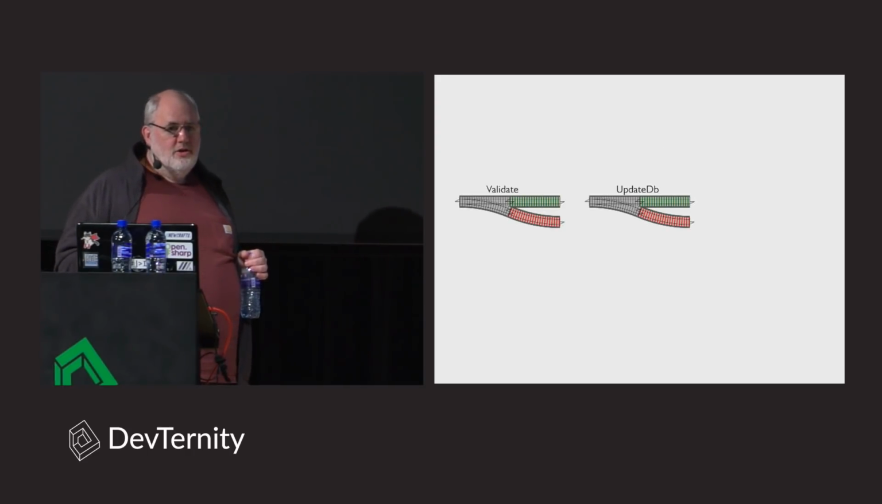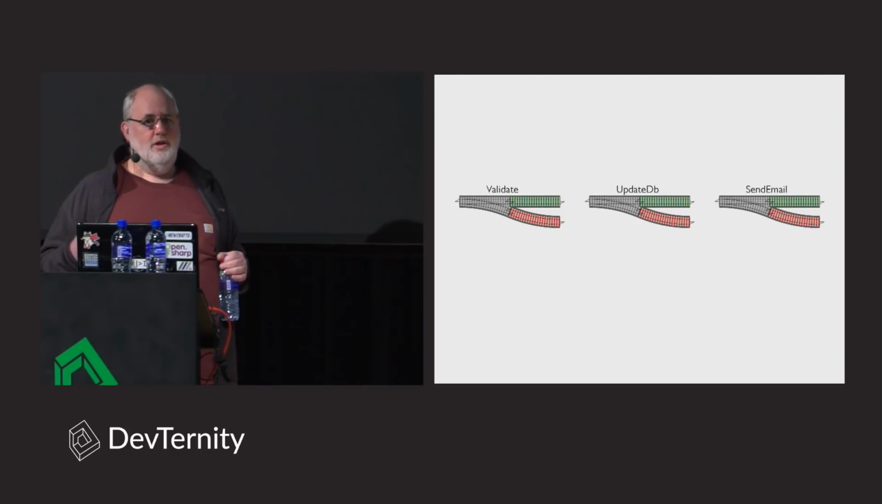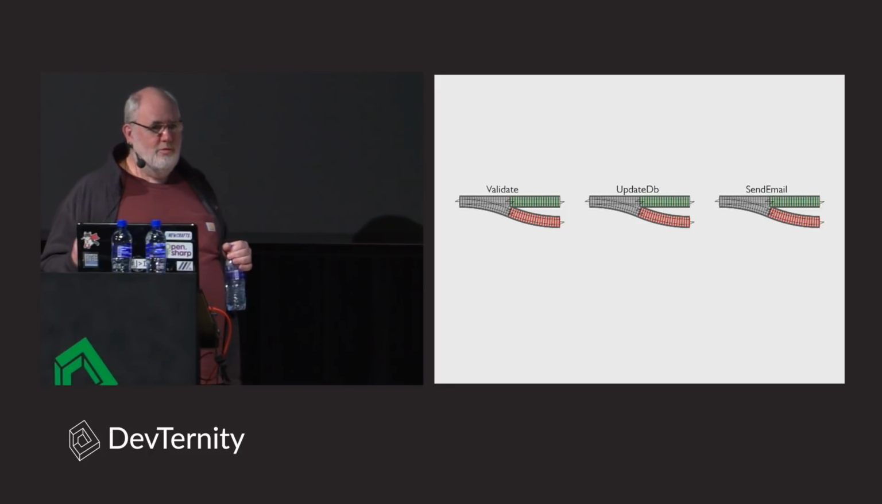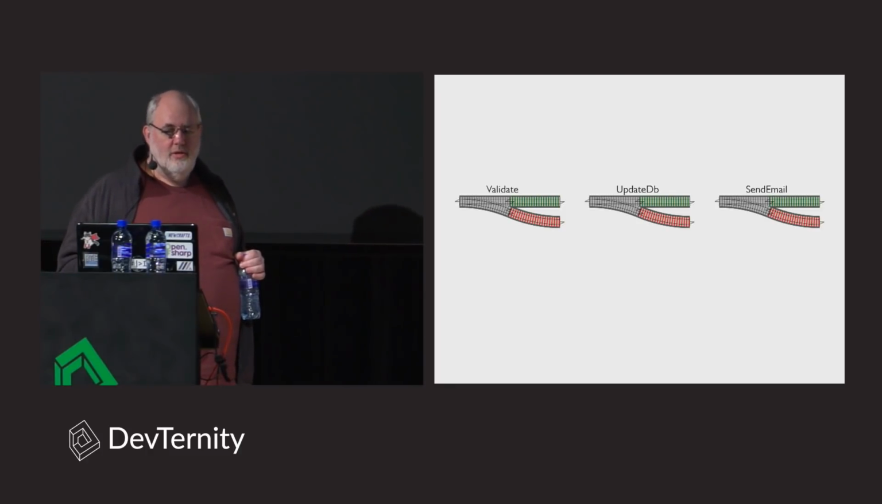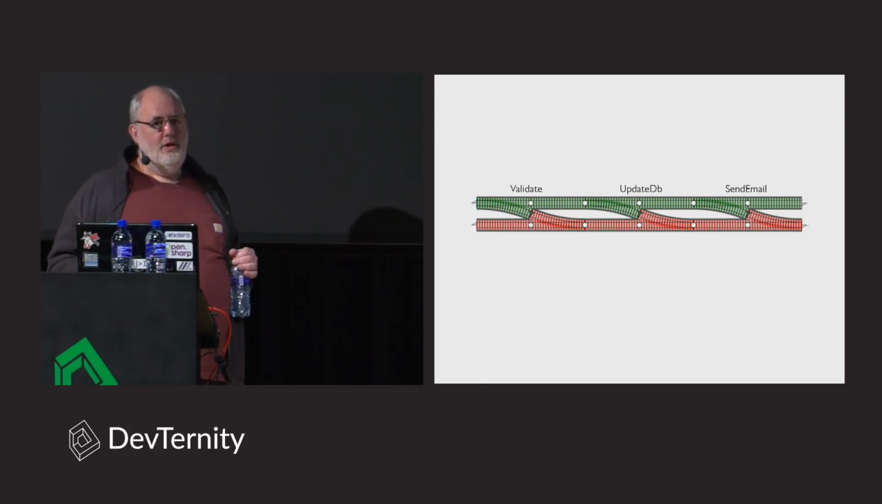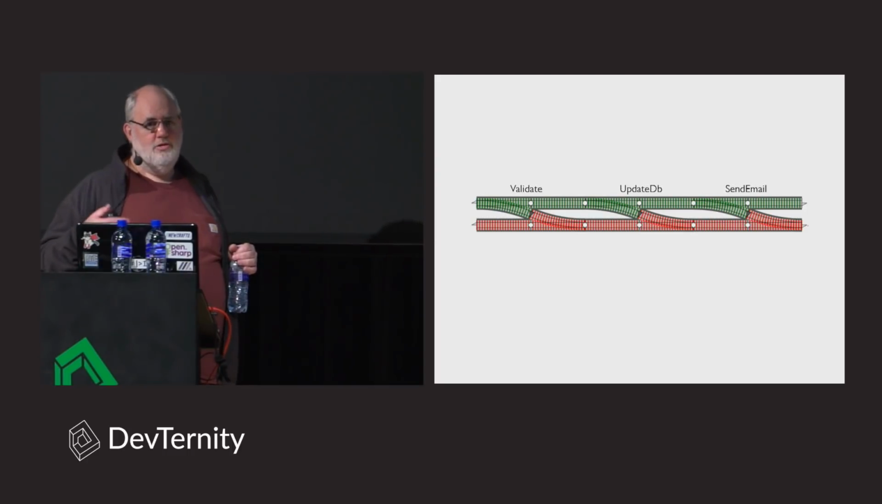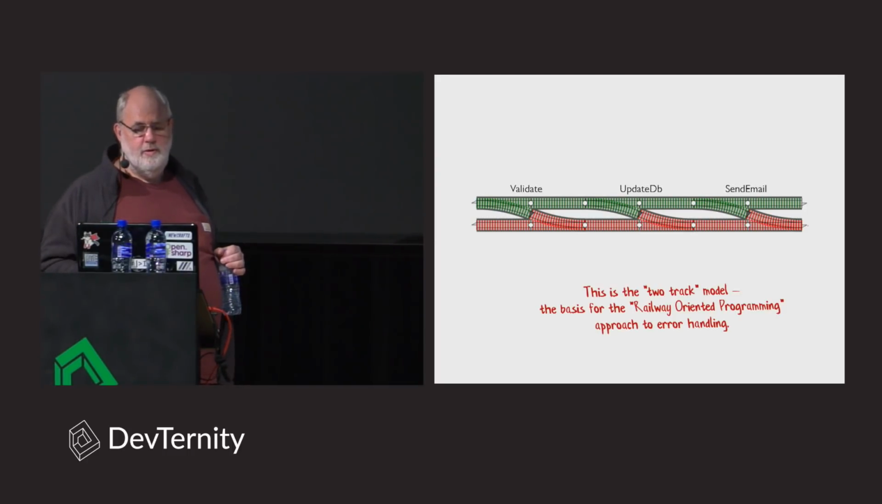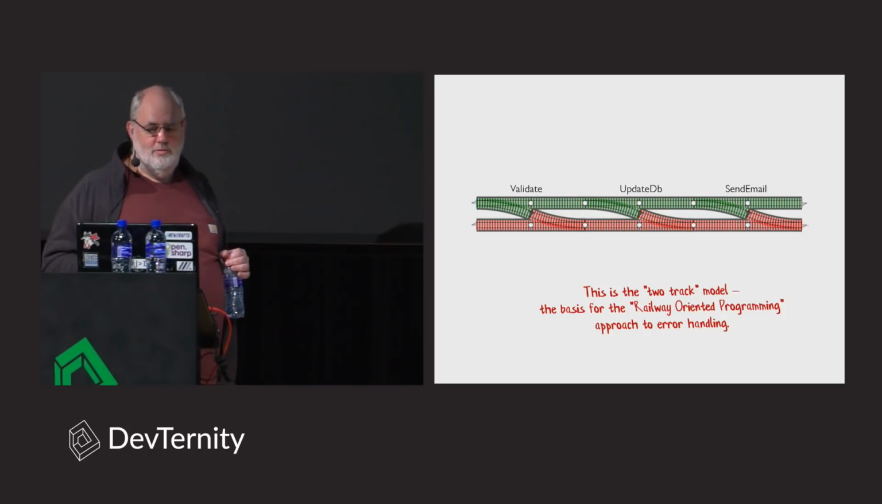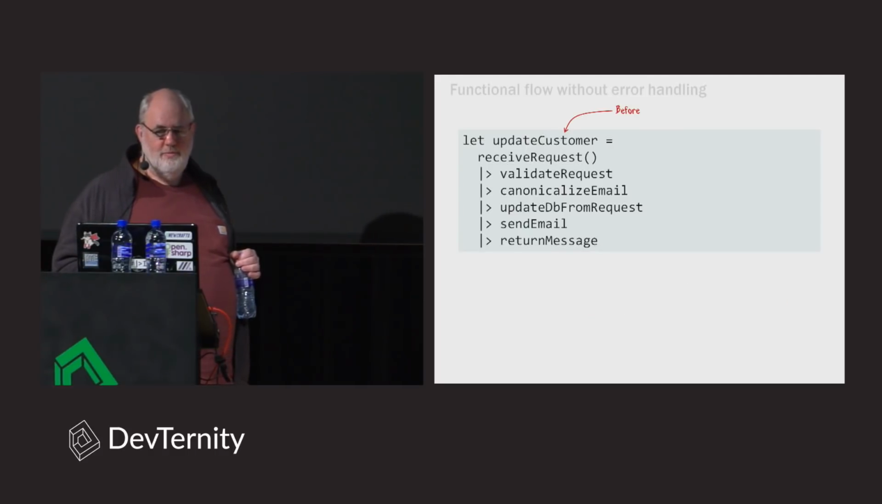So validation code looks like this. Maybe updating the database looks like that. Maybe sending an email looks like that. You have all these functions that look very familiar now. And how do you connect them together? You connect them together in the same way. So this error handling approach is really, really nice. You can make the errors really explicit in your code. And I call this railway-oriented programming. That's my name for it. I have a whole thing about that too, if you're interested.